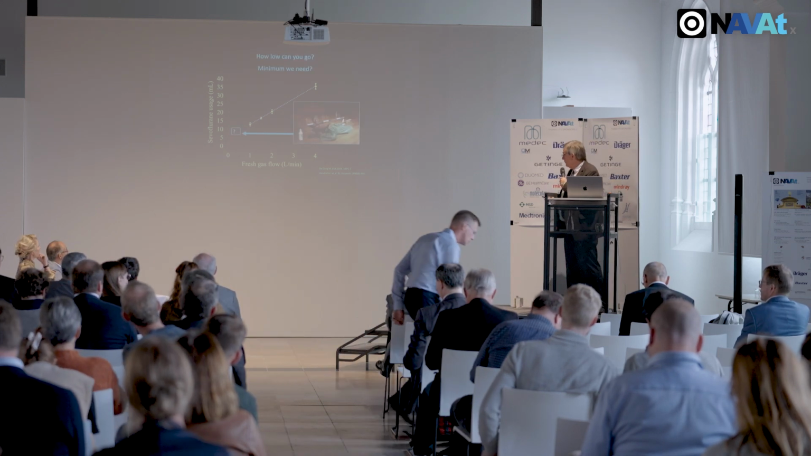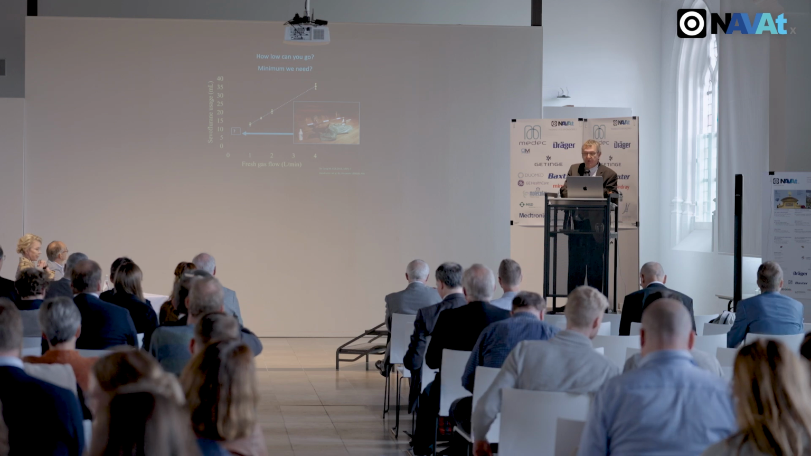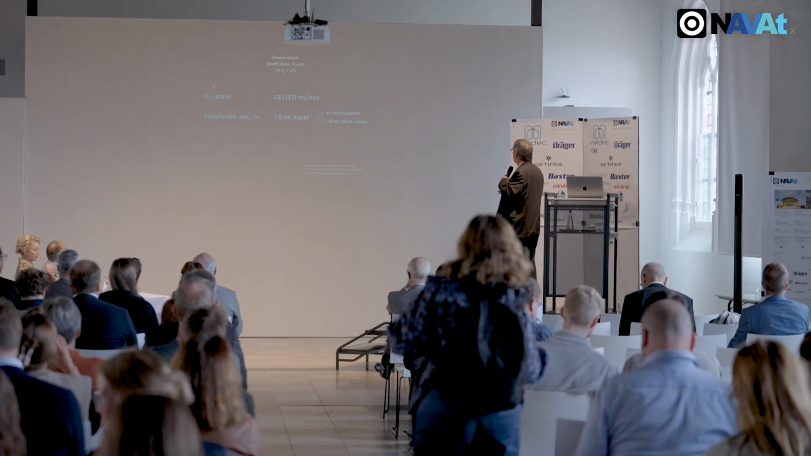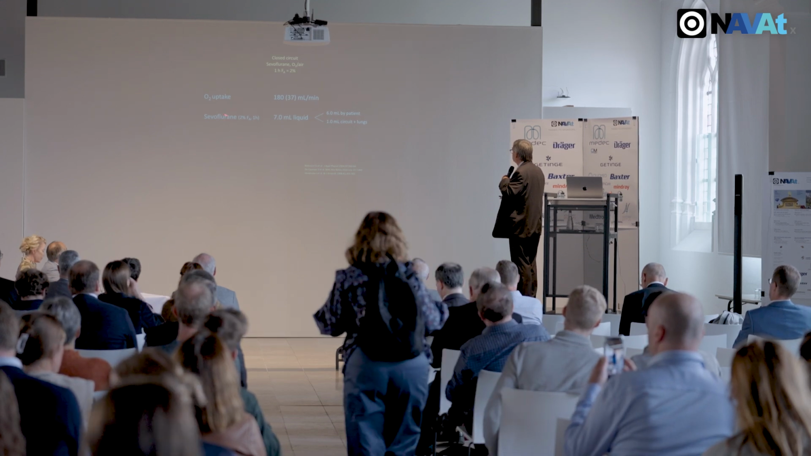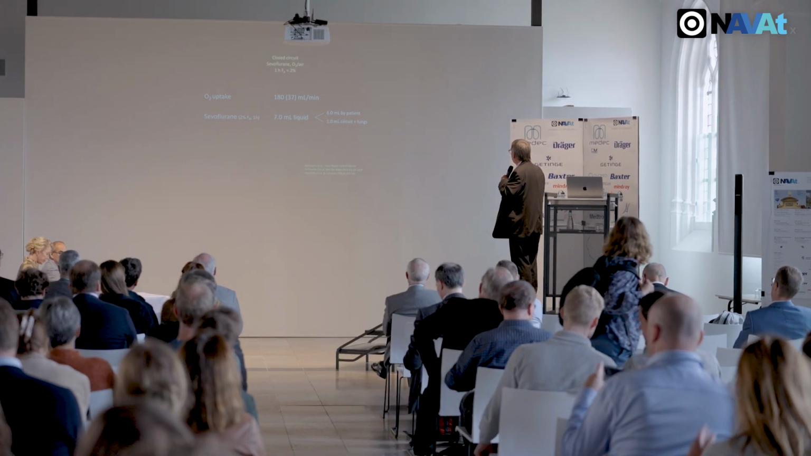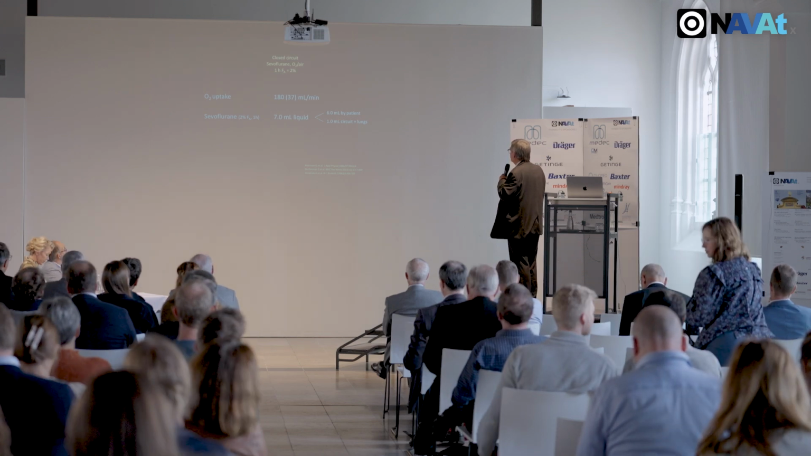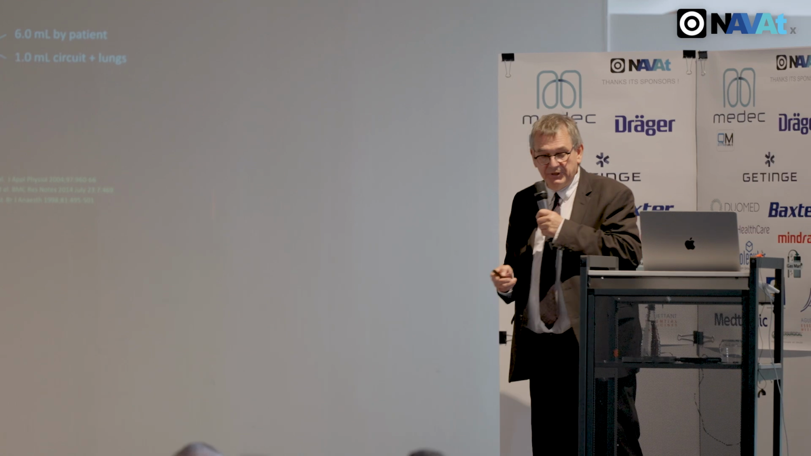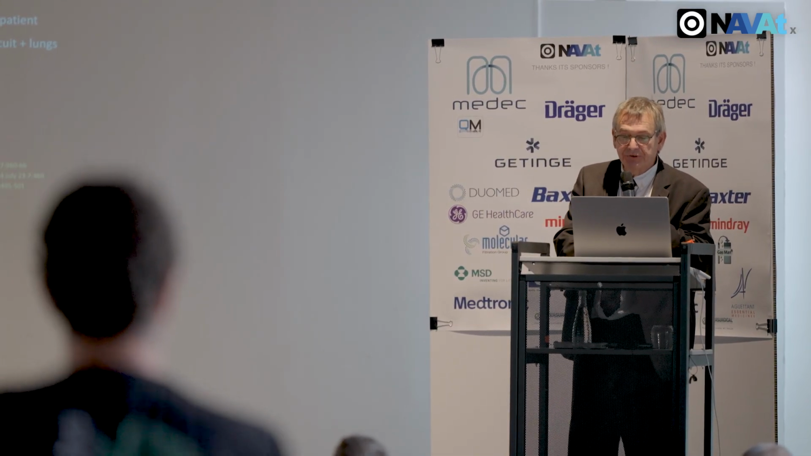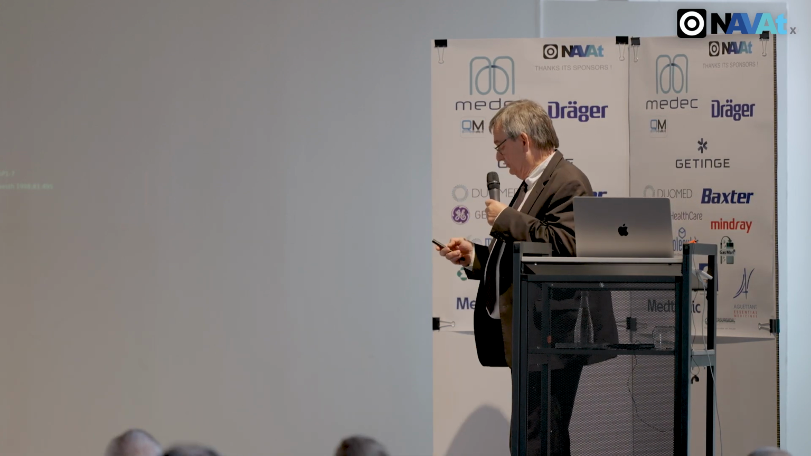How low can we go? What's the lowest possible fresh gas flow and sevoflurane amount we need? For 1% or for 2% over 1 hour, it's 7 milliliters of liquid sevoflurane, 6 ml of which will be taken up by the patient, and 1 ml which is used to prime the circuit and the lungs. And the lowest possible fresh gas flow we can use is 180 milliliters per minute, which is the oxygen uptake of the average adult. So this is the lowest we can go.